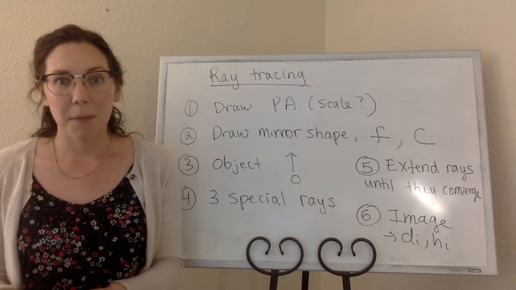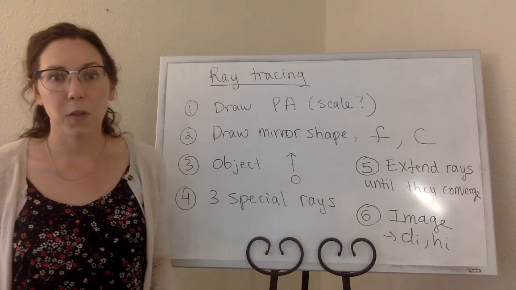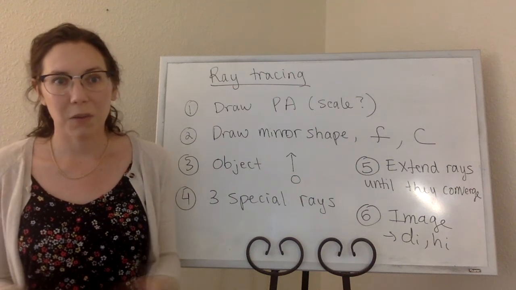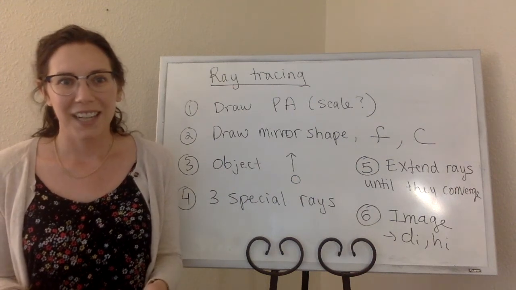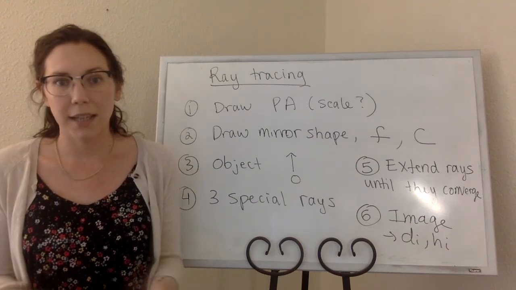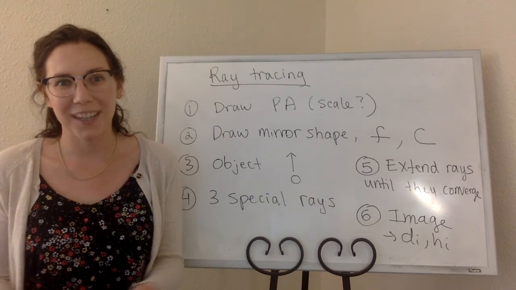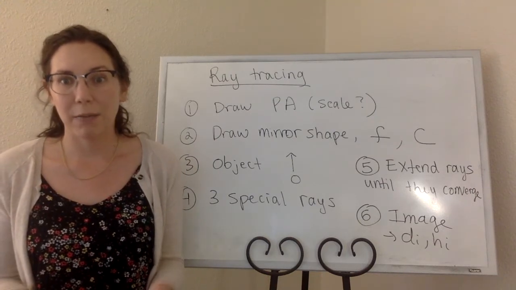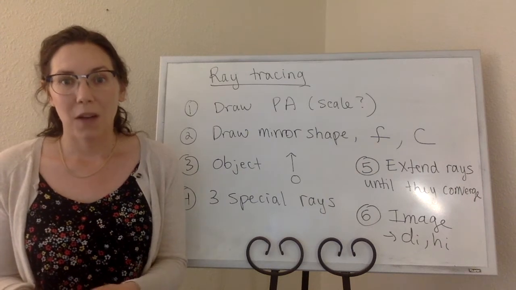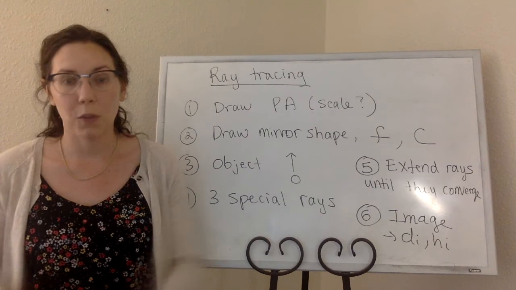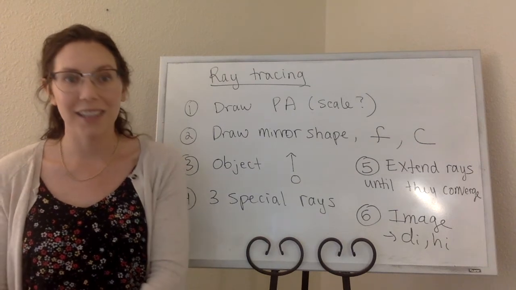And from the top of the arrow, the point of the object, we're going to draw 3 special rays. I went over 4, so choose 3. You have your option of 3. 2 rays locate the image, and then the 3rd will confirm it. So we want to draw any 3 of those 4. And then once you've drawn them, make sure you extend them until they converge. And so I'll show you how to do this after if it is a virtual image. If it's a real image, we just extend the rays until they cross.